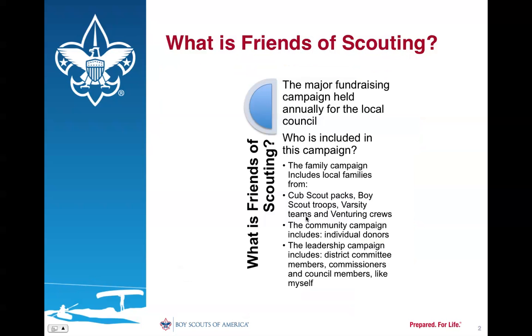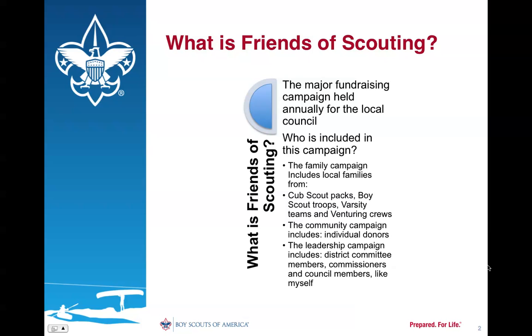And let's begin. So what is Friends of Scouting? Friends of Scouting is the major fundraising campaign held annually for the local council. Who's included in this campaign? Well, we have the family campaign, which includes local Cub Scout packs, Boy Scout troops, varsity teams, and venturing crews. So that is what we will be focusing mainly on in this module.